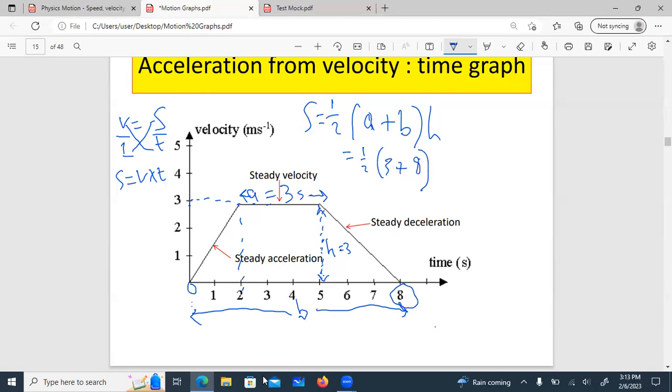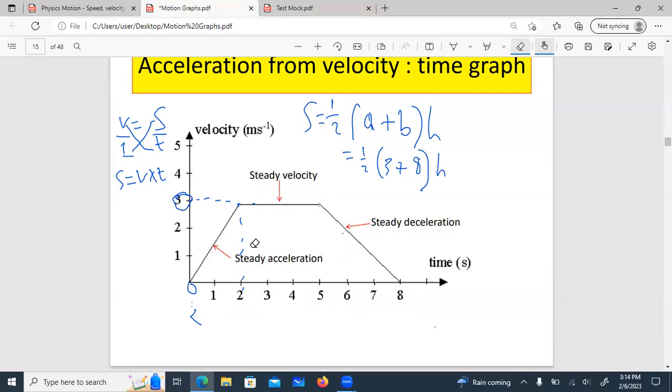Multiply by our height. What's our height? Our height is 3 meters per second. The height is from this line down here up to this topmost part. Okay, and we have that as 3, which is what we have here, 3. So our height is 3. Let me erase the line so that it does not become confusing. Okay, so let me go ahead and solve with these values I've substituted.